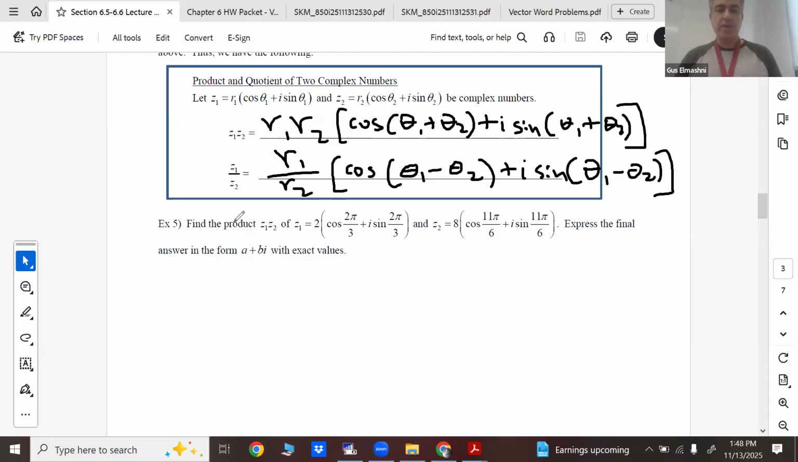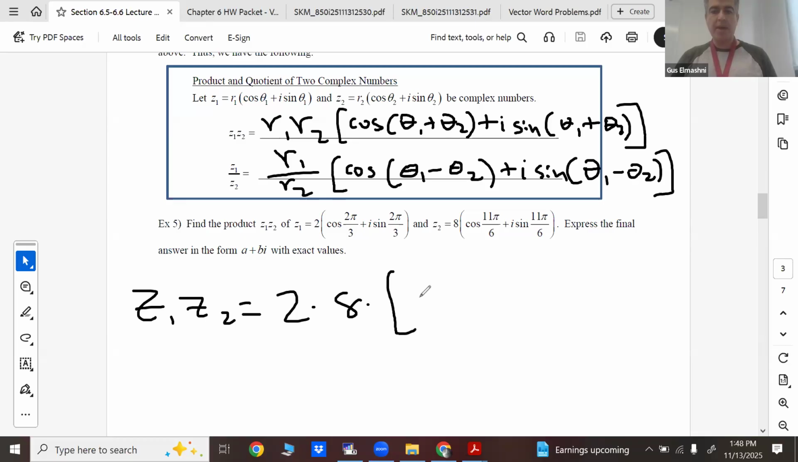So here you're asked to find the product expressed in a plus bi form. Great, let's do it. So z1 z2 is going to be 2 times 8 times bracket cosine. I'm going to make that 4 pi over 6, so it's easy to add to 11 pi over 6. And you can always verify this in the calculator or in Desmos. I'm not going to do that in the interest of time, but now you know how to verify your work. So you could totally do this in Desmos or, sorry, TI-84, either one to verify.